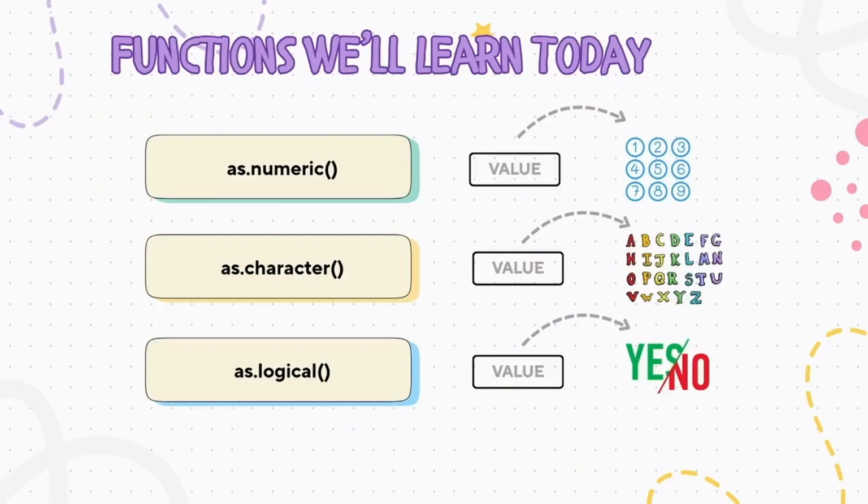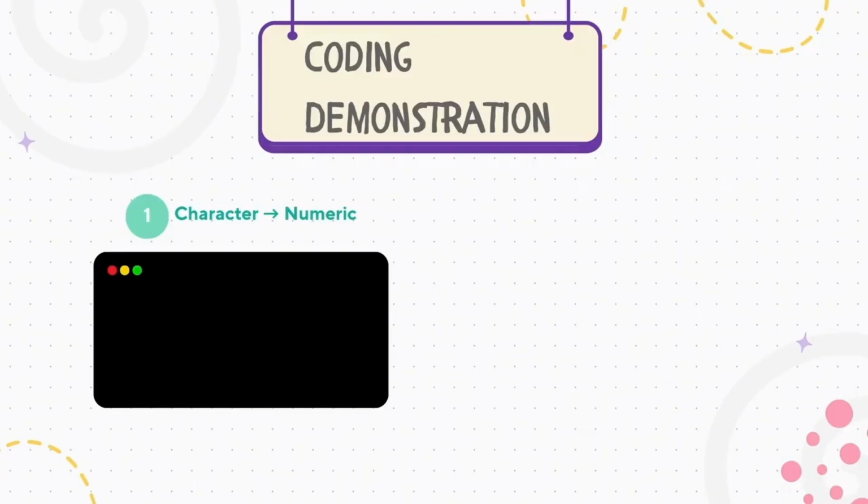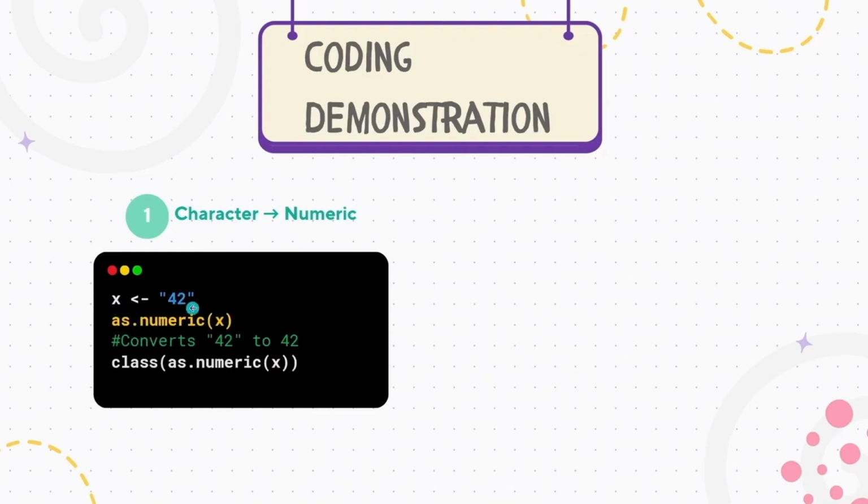So, coding demonstration. First of all, let's convert a character into numeric. For that, we would need to use the as.numeric function. Suppose I have a variable called x and I assign it a value of "42", which is a string value, as you can see from the double quotation marks. Now if I convert as.numeric(x), that is I convert this value into a numeric value, it converts the string value of "42" to the numeric value of 42.